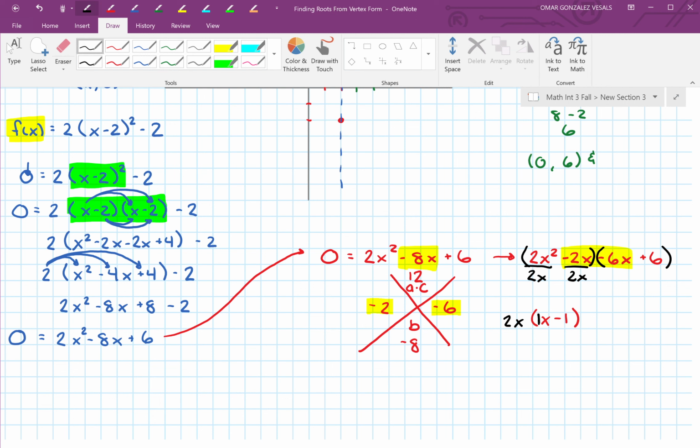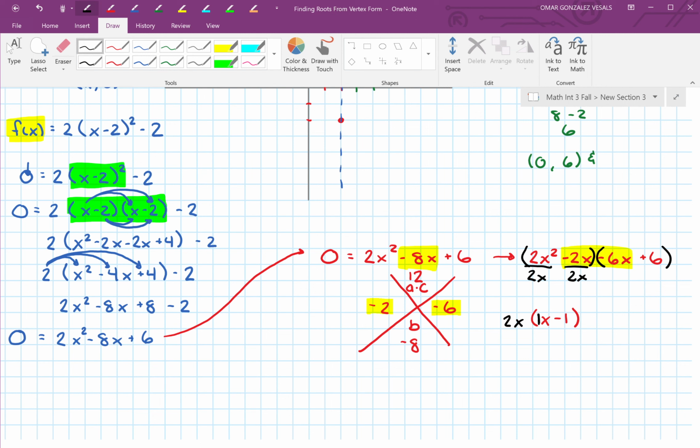Start off with this guy, and I notice that they both have a 2 in common and an x. So I'm going to divide it out. So I just did the work here. 2 divided by 2 is what? 1. X squared divided by x is just x, right? 2x divided by 2x is 1. But what did I factor out? Factor out a 2x. You guys see what I did there? Okay.